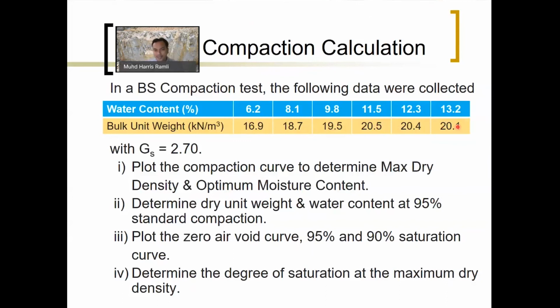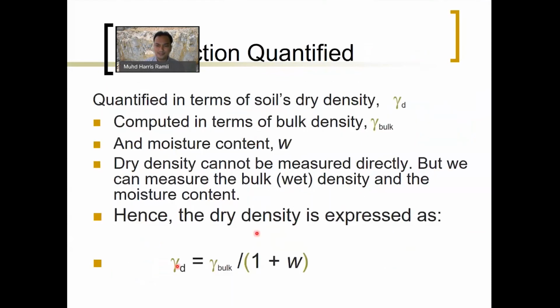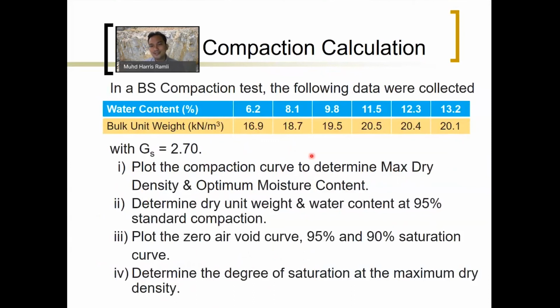Although the pattern is visible, you need to plot this. Once you plot the curve, then you can get the actual maximum dry density. This one you can try: plot the compaction curve to find maximum dry density and optimum moisture content. You can calculate the dry density based on this. Once you have the table of dry density, you plot the graph, dry density against water content, so you get that compaction curve, the increase then reduce. Then from there, you can get the maximum dry density as well as optimum moisture content.